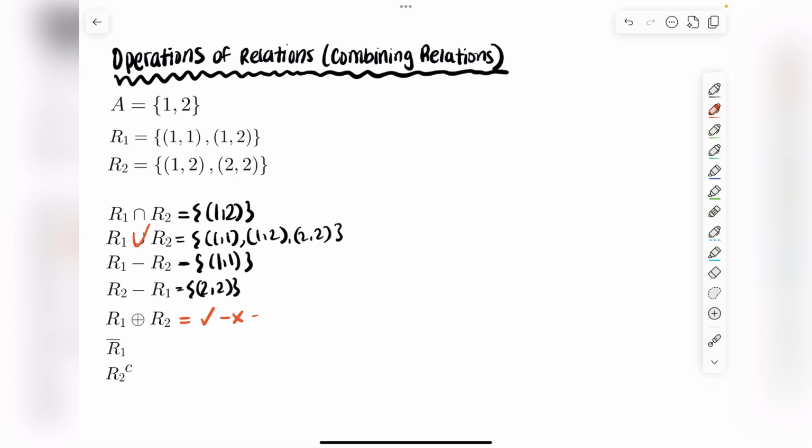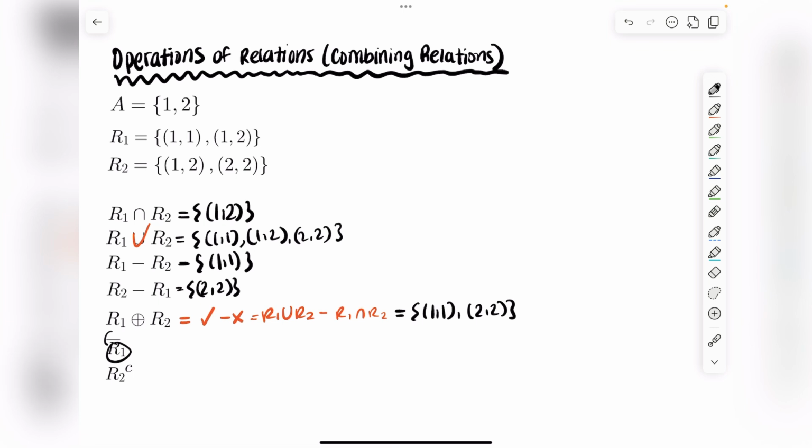So just remember that it's really R1 union R2 minus this stuff, R1 intersection R2. So it's going to be everything in this set unless it's in this one. So this is in this set, so we're not including that one. So the only things left are (1, 1) and (2, 2). It's going to be the set containing (1, 1), (2, 2).